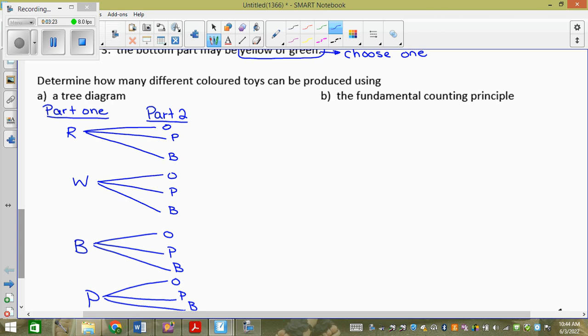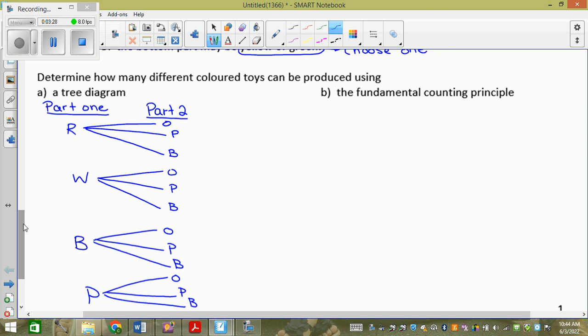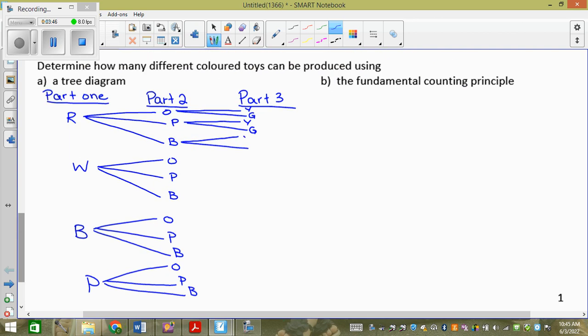But there's not 2 parts, there's actually 3. There's yellow or green as well. So if the top was red and this was orange, the bottom could be yellow or green. So that would get me 2 more toys from the 2 that I had. Then this would be yellow or green. This could be red, then, I don't remember what the colors, blue or black. Black, then yellow or green, yellow or green, yellow or green.